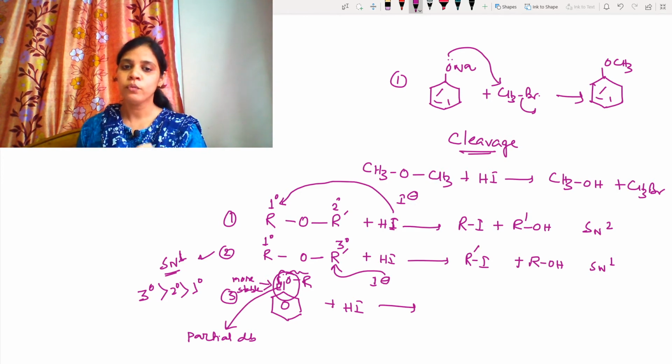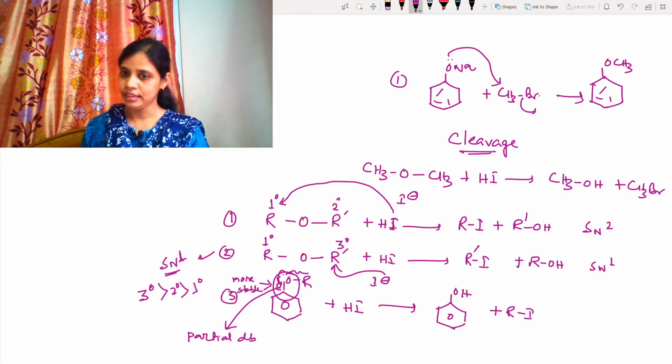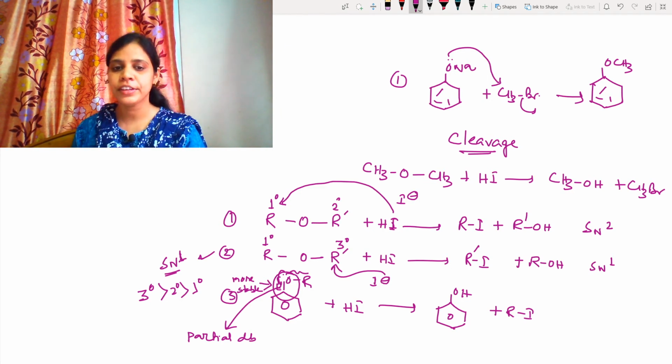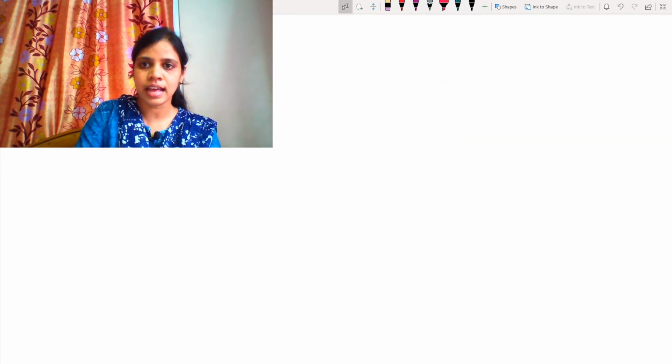So which bond breaks here? The R-O bond breaks. So we get phenol and alkyl halide, RI. Okay, so these are the three types of cleavage of ether. Next, I will give you some examples.